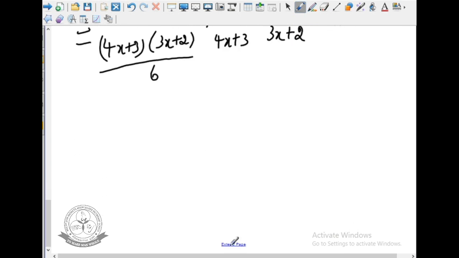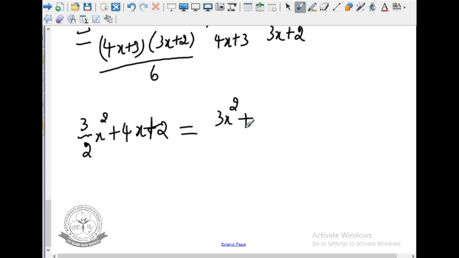For the second term, here I am having 3 by 2 x square plus 4x plus 2. Here also the same concept. I am going to take the LCM of this value, that is here I am having only 2. So first one is no need, 3x square plus second one, if I multiply by 2 I will get 8x plus second term 2 2s are 4 divided by 2.